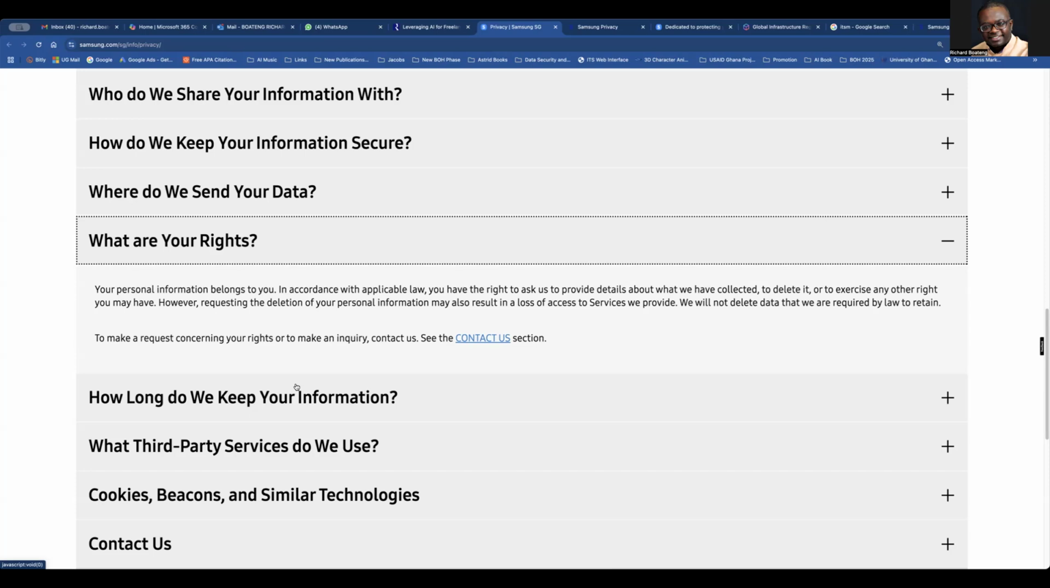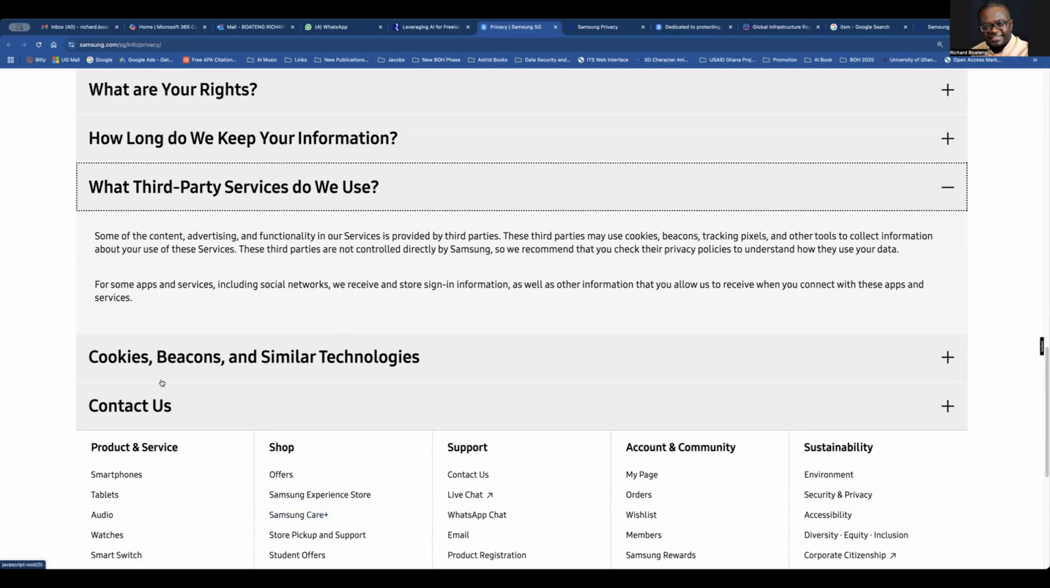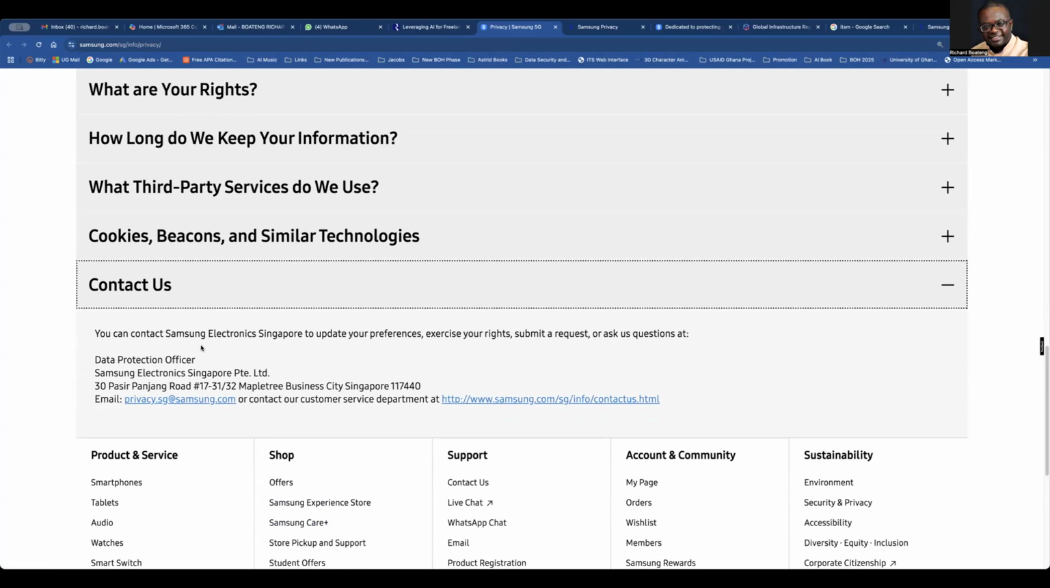How do we keep your information? And what third-party services do we use? What cookies, beacons, and similar technology do we use? And this is what I was talking about earlier. How do you get redress, or exercise your right, or submit a request? Data protection officer, Samsung Electronics Singapore. They give you the address and they give you the email address too.